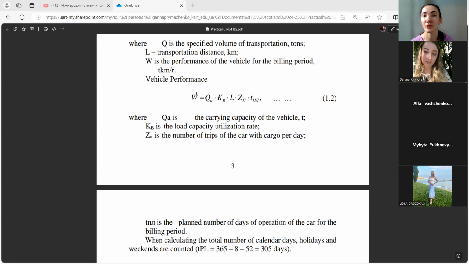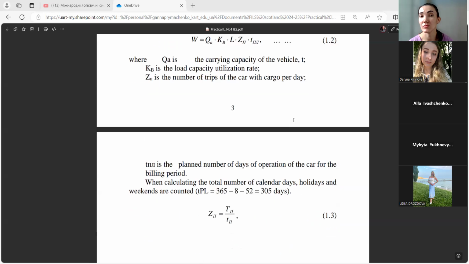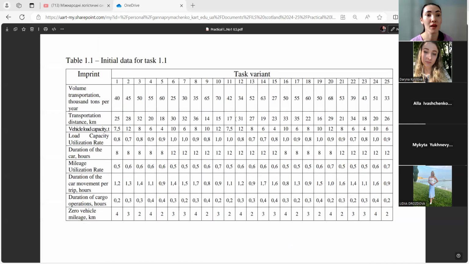And if decided, we write in our documents, or in our paper, W, and the first part of our formulas, it is Q with index A. It is carrying capacity of the vehicle. It is in ton, and find in our table by our variant. It is volume transportation, and be careful because in our formulas we use it in ton. Here we can see that it is 1,000 tons per year.